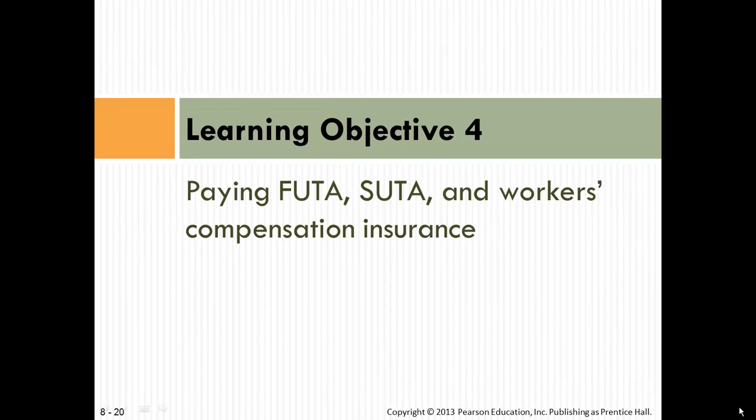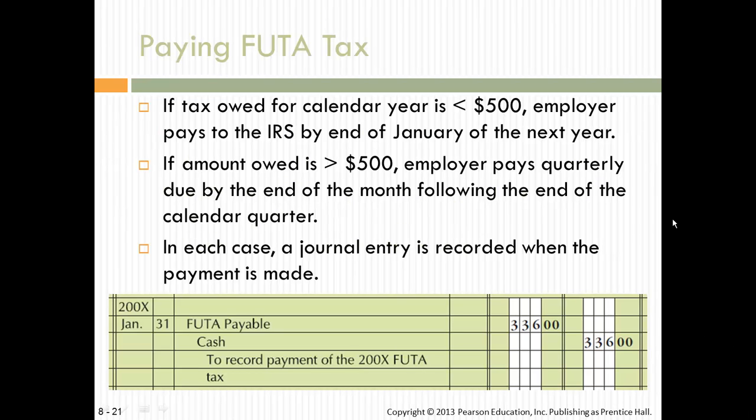And learning objective 4, paying FUTA, SUTA, and workers' comp, which are all kind of different taxes. FUTA tax, if the tax owed for the calendar year is less than $500, you pay the IRS by the end of January of the next year. So you get a long time to do this. If you owe more than $500, you pay it quarterly also. So you can start to see that they differentiate between a really, really small business and everybody else.